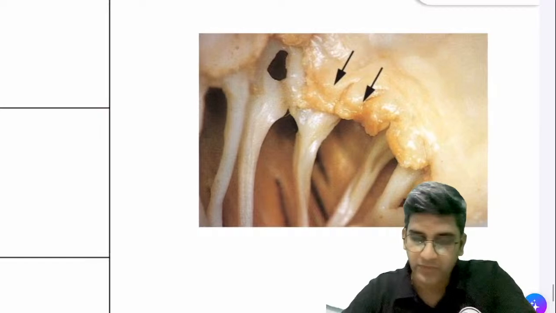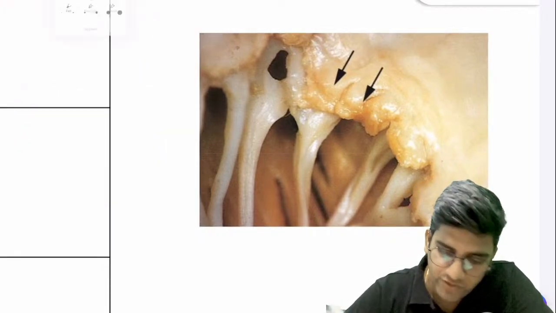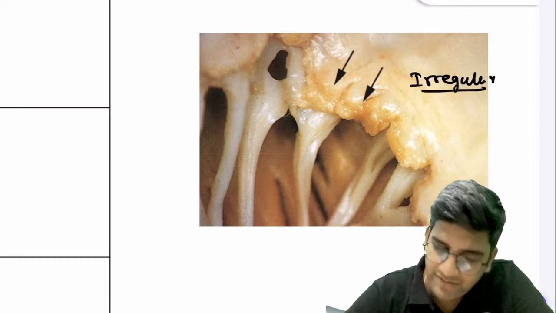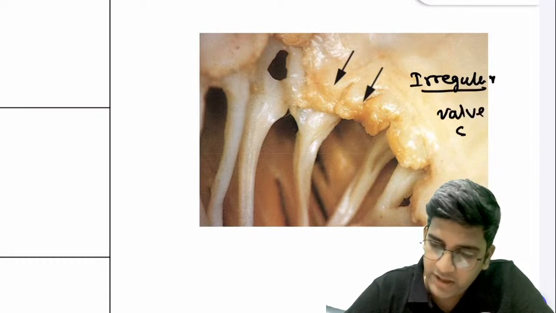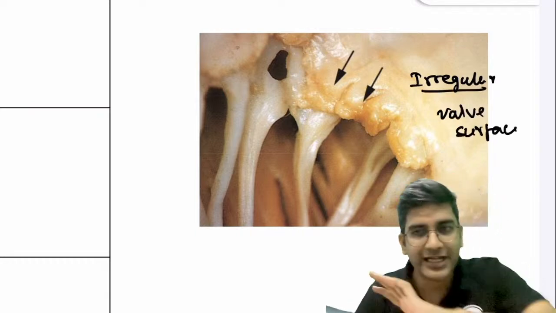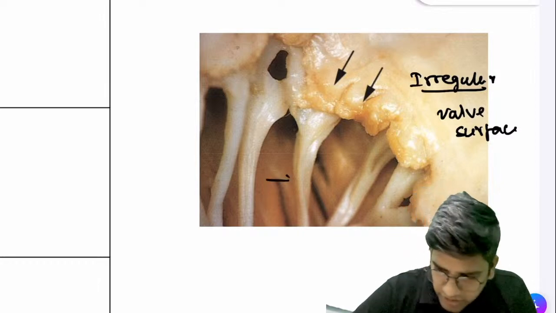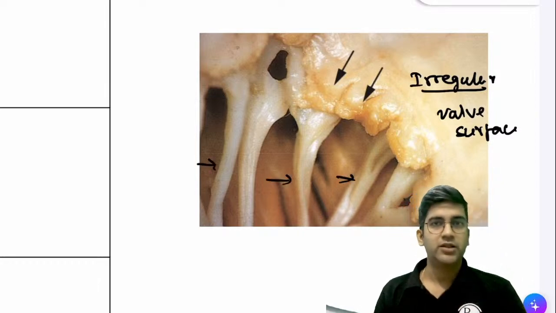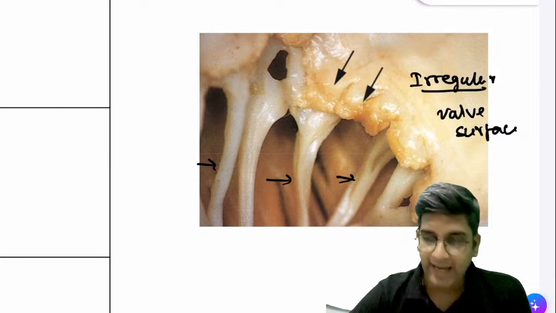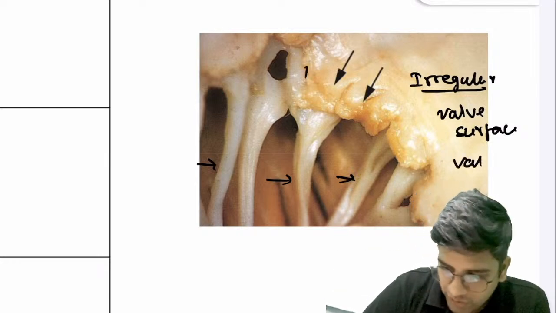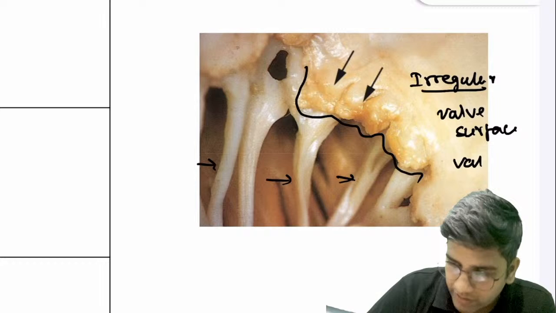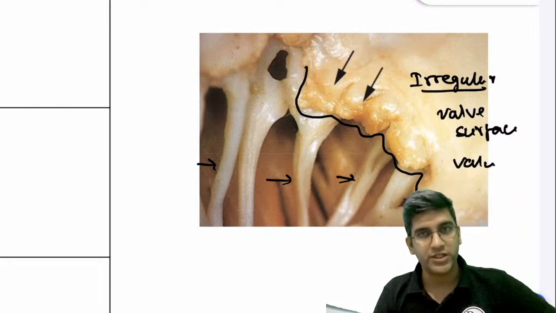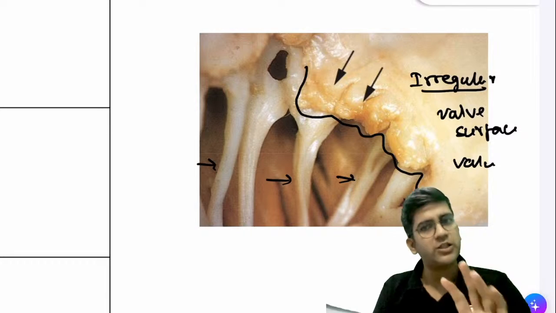Anything which is irregular on the valve surface, we call it a vegetation. Valve surface will generally be very smooth. What are these structures? The elongated ones are your chordae tendineae, and this is your valve. If you look at the edge of the valve, it is not regular, it is very irregular, right? The irregularity of the valve surface is your vegetation. That's how vegetation looks.